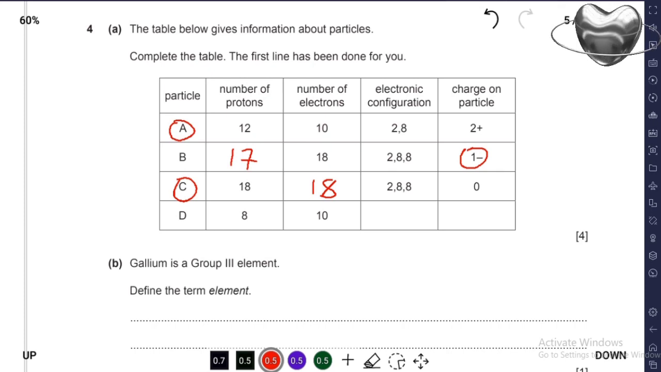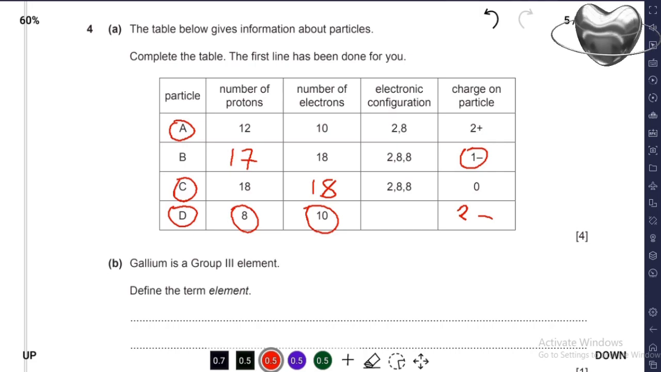We come to D. D again, we can see that the number of protons are different from the number of electrons, as you can observe. We are having the number of electrons increasing from 8 to 10, meaning this particle gained 2 electrons, so it is going to have 2 negative. The number of electrons changed. The number of protons does not change.